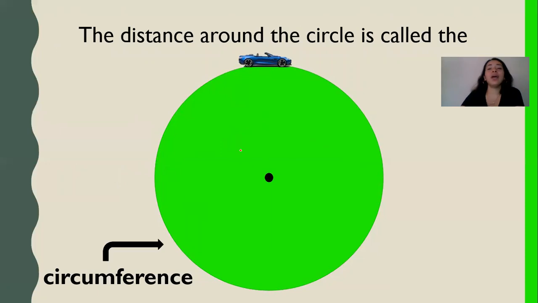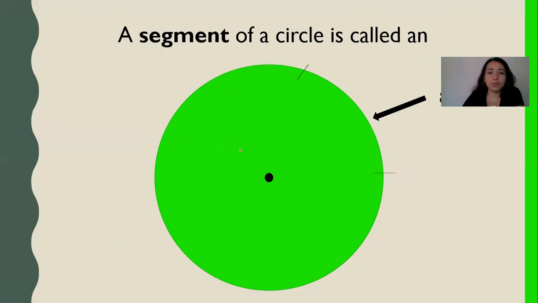All right. So next we have the distance around the circle. Let's see if my little animation worked. There we go. Notice that the car is going around the circle. So the distance around the circle is called the circumference. Let's look at that one more time. That distance around the circle is called the circumference.